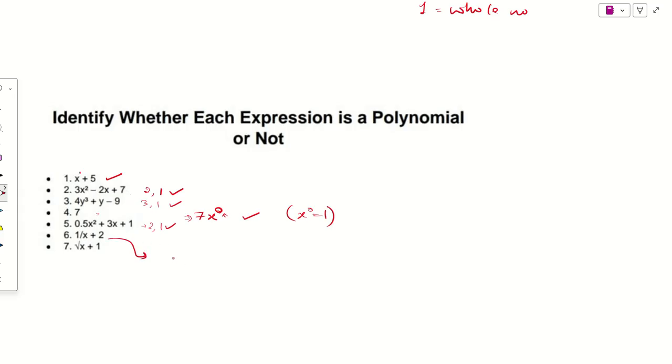So can you tell me, is this a polynomial or not? How can you write this 1 upon x? It can be written as x to the power minus 1, right? So here the exponent is negative, right? So can you tell me, is it a polynomial? No, right? And here you can write it as x to the power minus half plus 1. We know that a fraction is not a whole number, so it's not a polynomial, right?